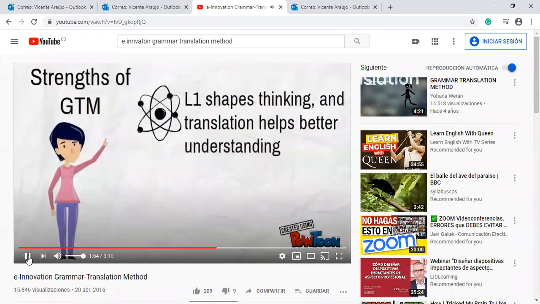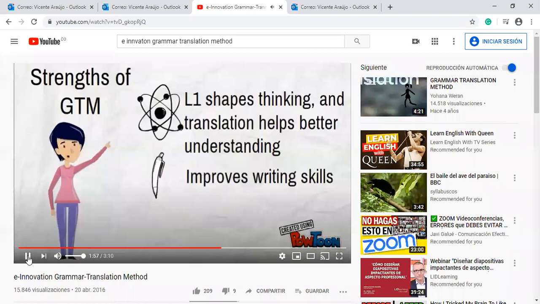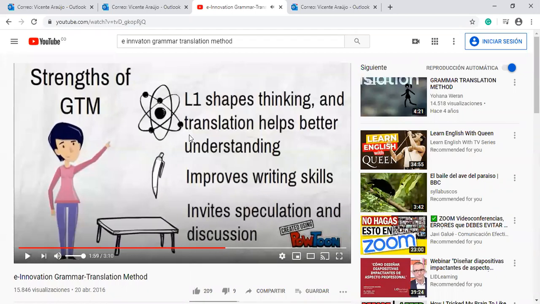Strengths. Strengths means good points of the grammar translation method. First, language one shapes thinking, and translations help better understanding. Shapes thinking. You have to find the appropriate words to translate. So you have to think in the exact words to translate. Improves writing skills, yes, because you know the grammar, you know rules.